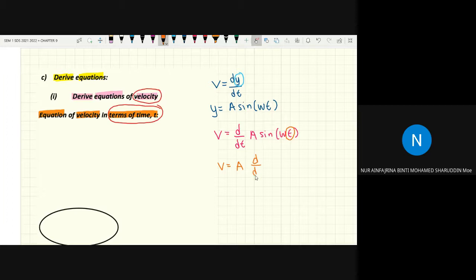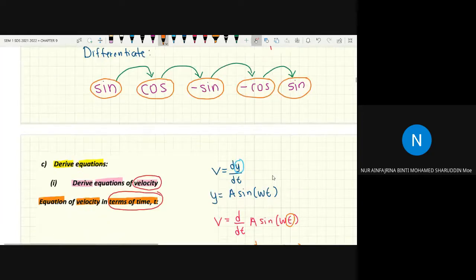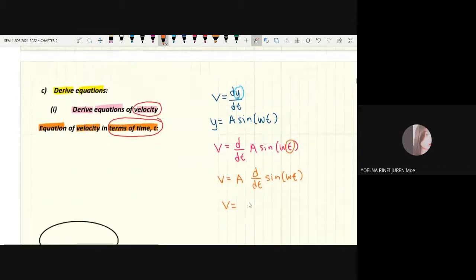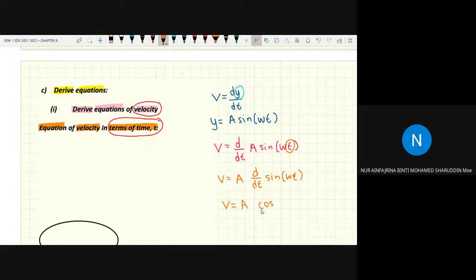So what I'm going to do now, I'm going to differentiate sin omega t. Why does Miss differentiate sin omega t? Because it is related to t. Okay, my question. When you differentiate sin, what do you get? Cos. Okay, write A again, write A cos. Once you write cos, you must write the whole thing, cos omega t. Why? Because sin omega t comes in a package.